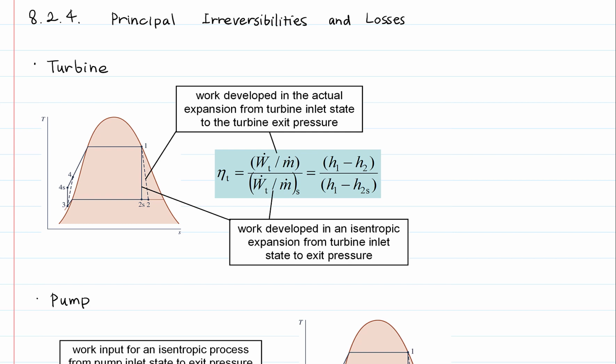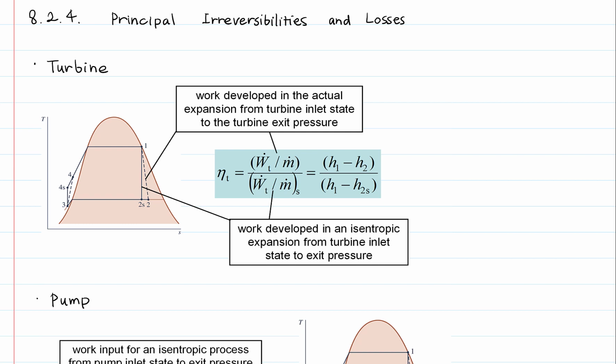8.2.4 Principal Irreversibilities and Losses. The processes of an actual vapor power cycle are different from those of the ideal Rankine cycle because of the irreversibilities. The irreversibilities are present in each of the four components in the actual vapor power cycles.